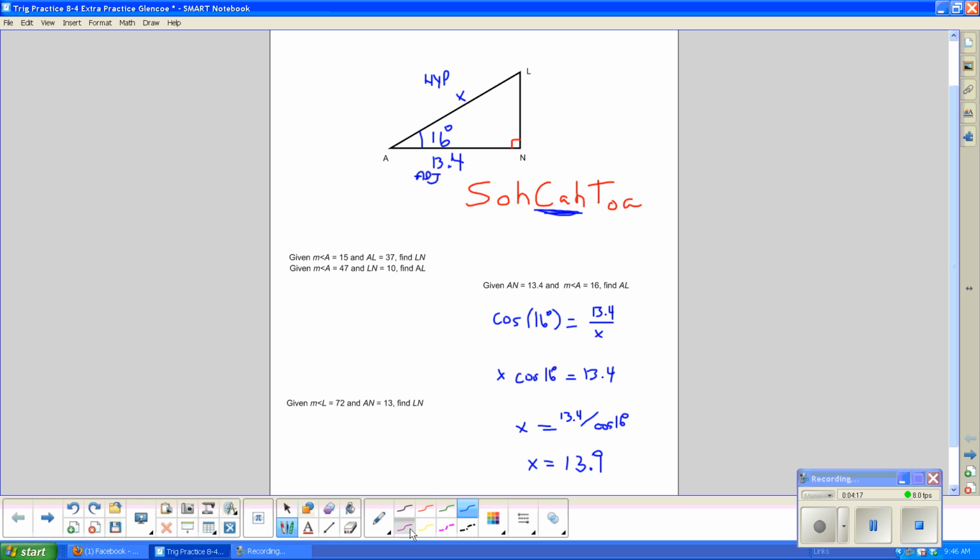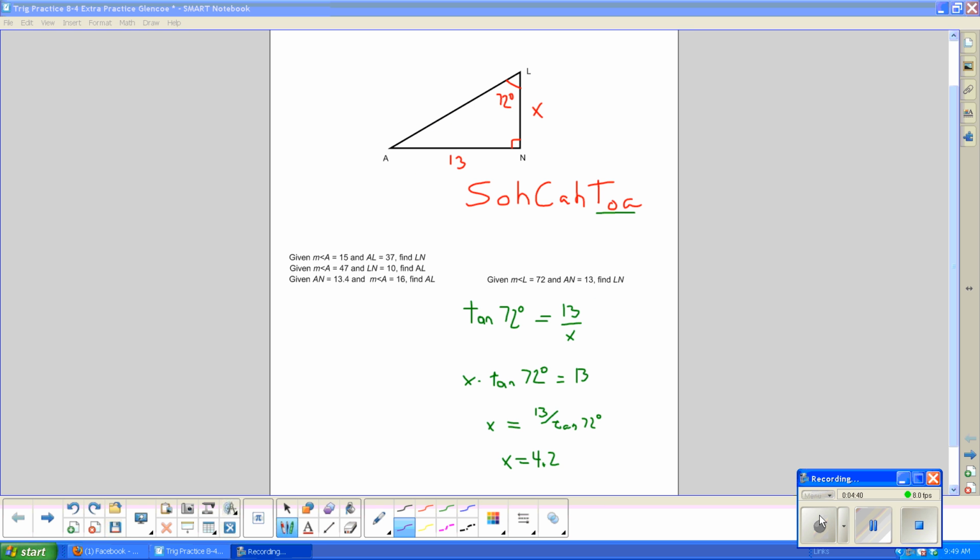Multiplying both sides by x. Again, once you've set up the trig ratio, it's just algebra. You get x times cosine 16 equals 13.4. Divide both sides by cosine 16, which is a value. You get x by itself, and you find that x, or the hypotenuse, AL, is equal to 13.9 for problem number 3.